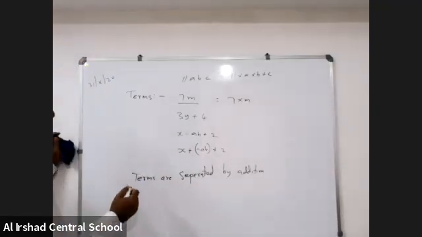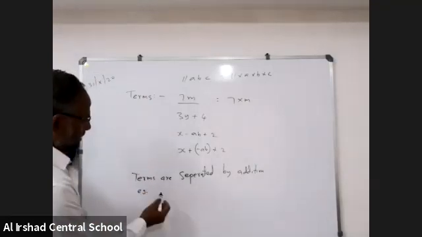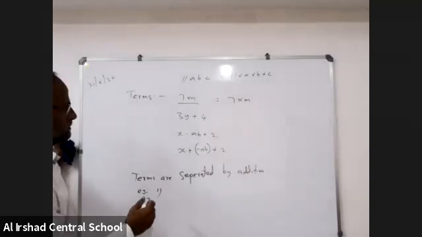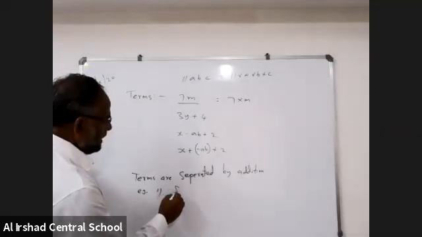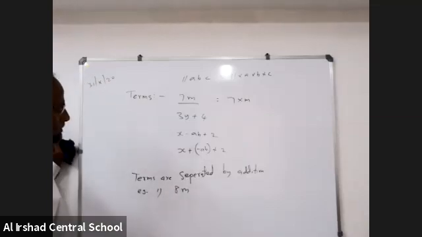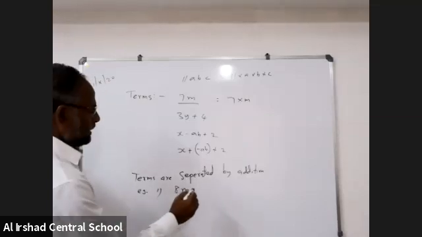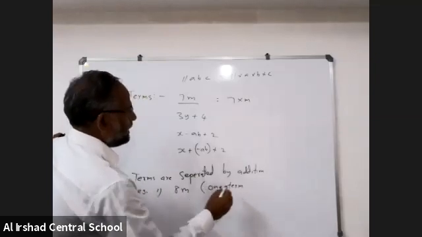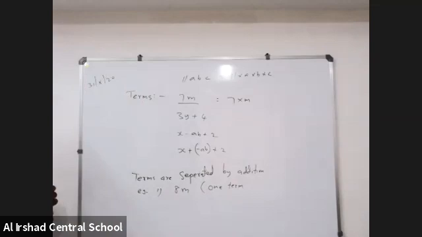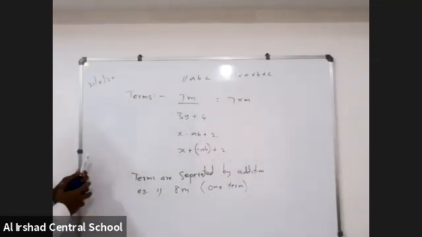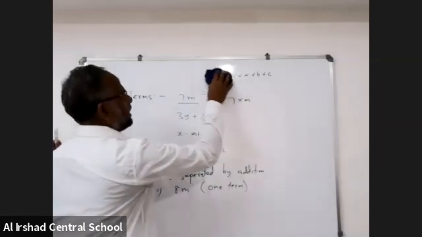Now, example 1. First example: 8m. One term only, one term. 8m, 8 into m, so don't confuse, that is one term only.